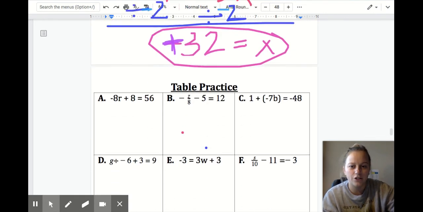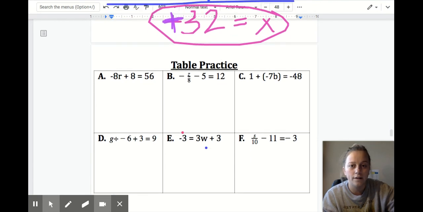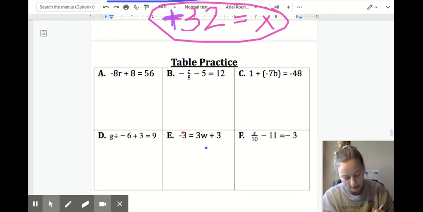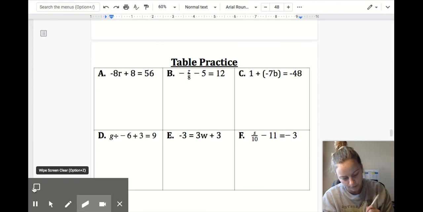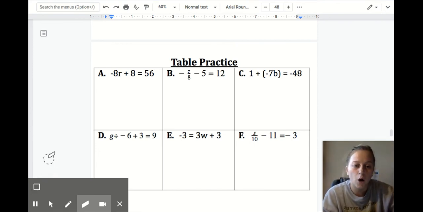All right, what I want you to do now is pick one. Go ahead and pick one and solve it in your notebook. Press pause to give yourself time to solve.